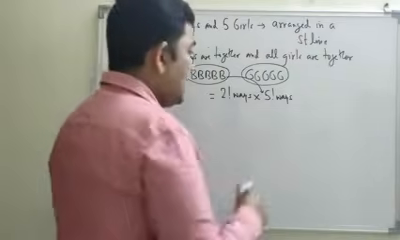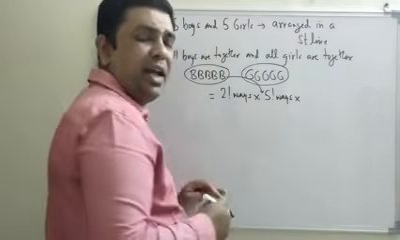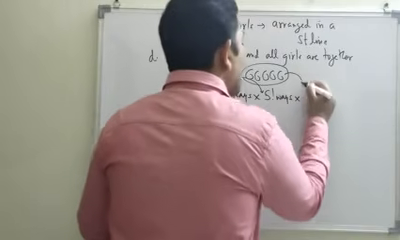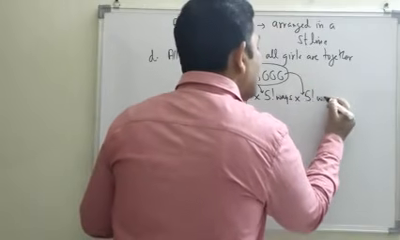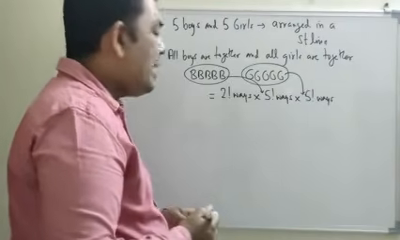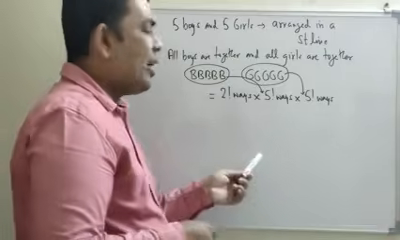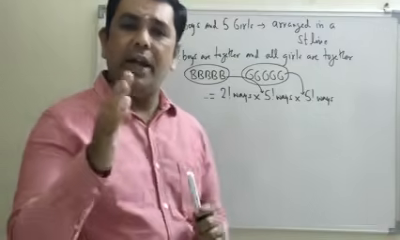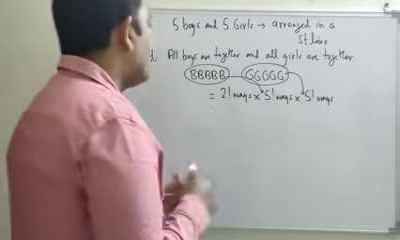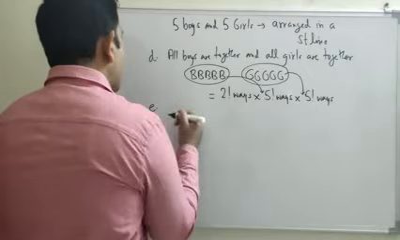How about the girls? Yes, what you are thinking is absolutely right. The girls also can get rearranged amongst themselves. So how many ways? 5 factorial ways. Right? So what will be the correct answer? 2 factorial into 5 factorial into 5 factorial. Correct? Okay.